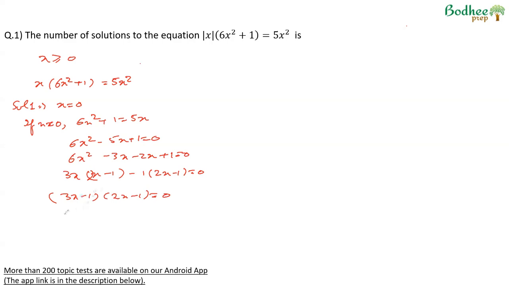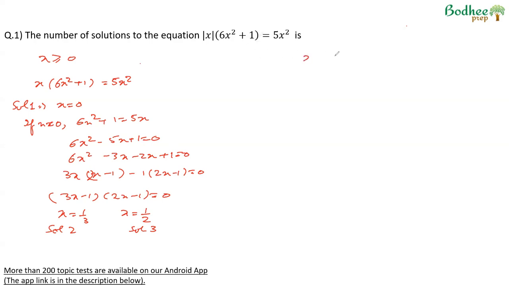So either 3x minus 1 is 0, which gives us x is equal to 1 by 3, or 2x minus 1 is equal to 0, which gives us x as 1 by 2. So this is solution 2, this is solution 3. There is no restriction on whether it is an integer or positive or negative. Therefore, all of these numbers are counted.